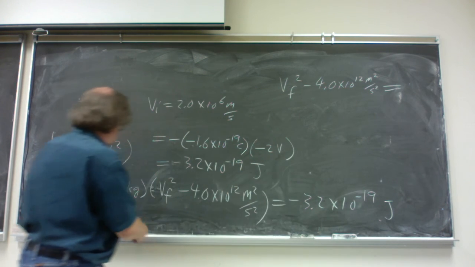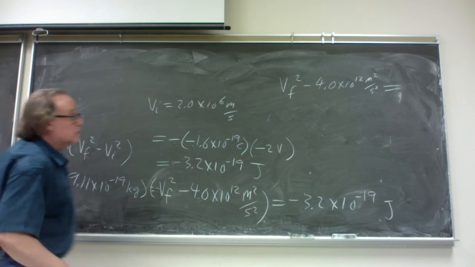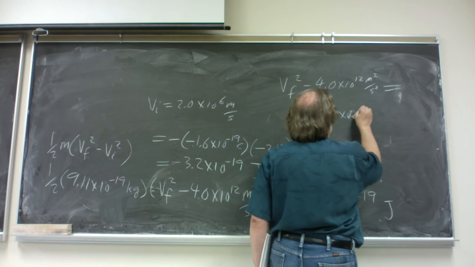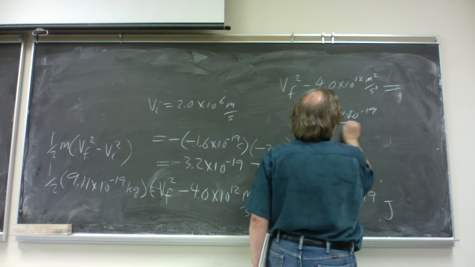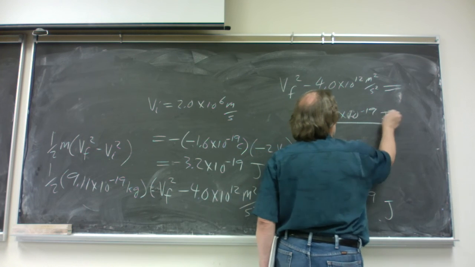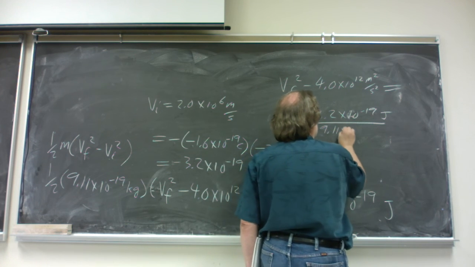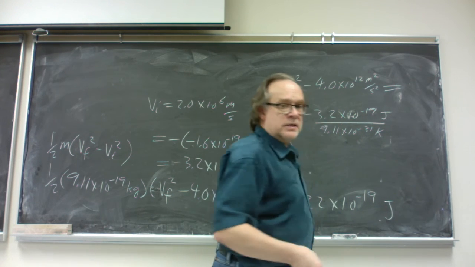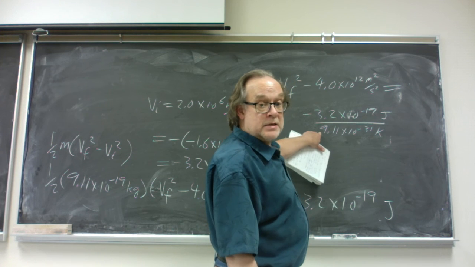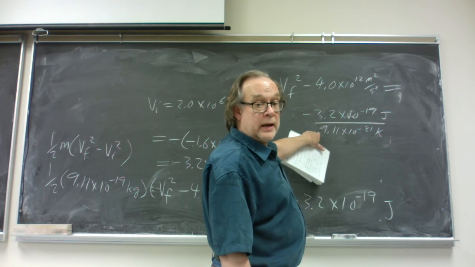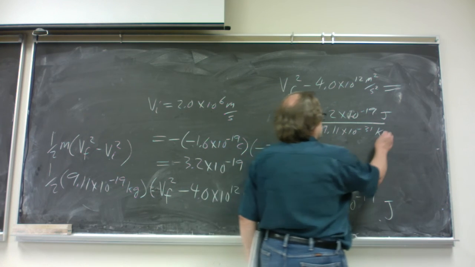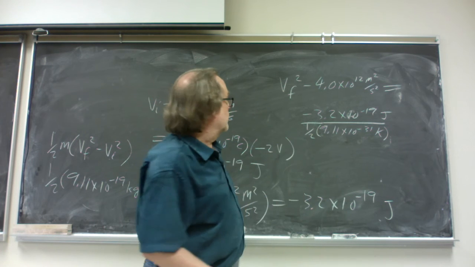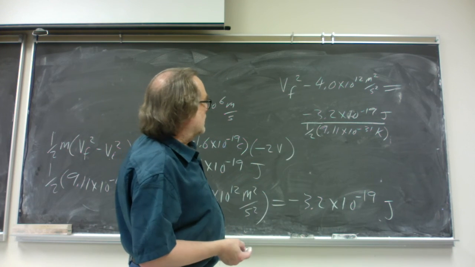this divided by all this, or minus 3.2 times 10 to the minus 19 joules over 9.11 times 10 to the minus 31 kilograms, times this mass times 1/2. When you have a 1/2 in the denominator, that's the same as having a 2 in the numerator. But anyway, that's what we've got.